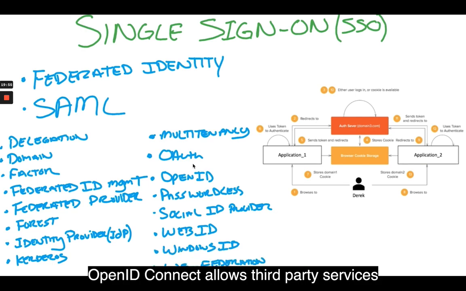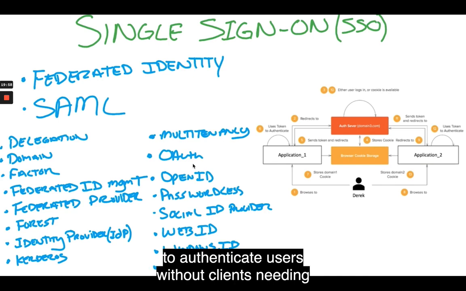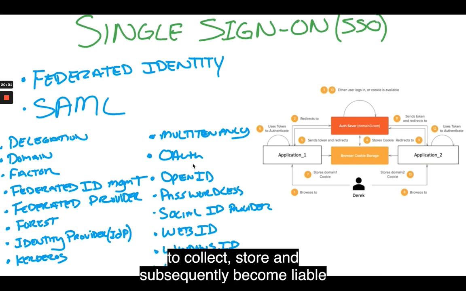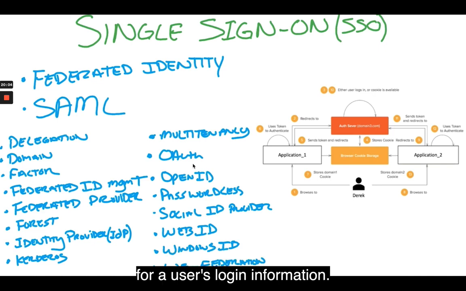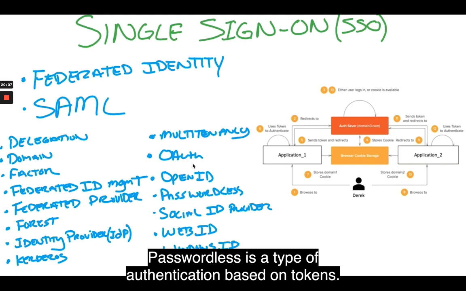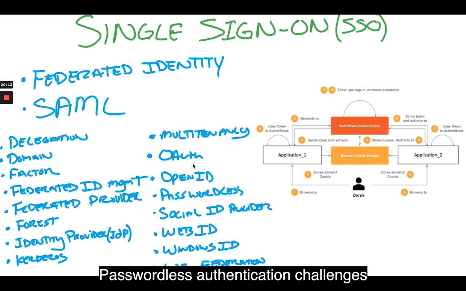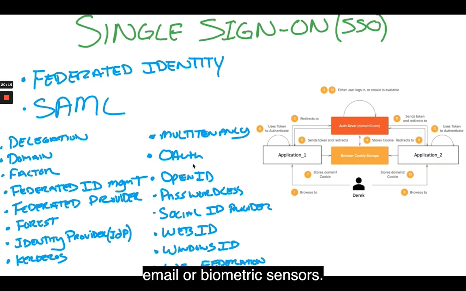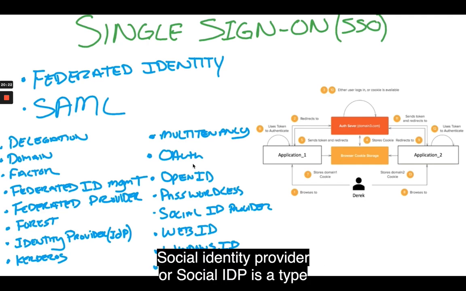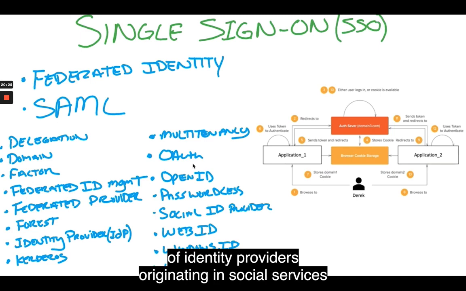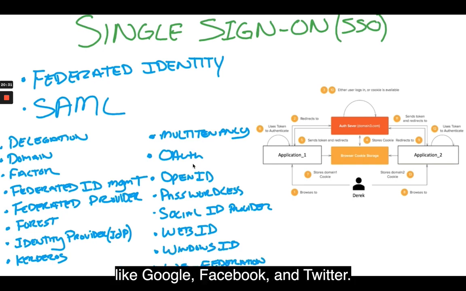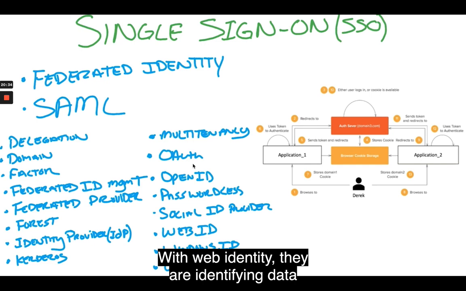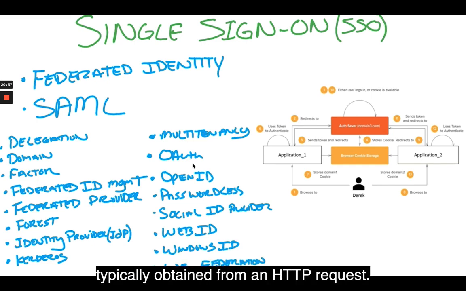OpenID Connect allows third-party services to authenticate users without clients needing to collect, store, and subsequently become liable for a user's login information. Passwordless is a type of authentication based on tokens. Passwordless authentication challenges are typically received and sent through SMS, email, or biometric sensors. Social Identity Provider, or Social IDP, is a type of identity provider originating in social services like Google, Facebook, and Twitter. With web identity, the identifying data is typically obtained from an HTTP request.